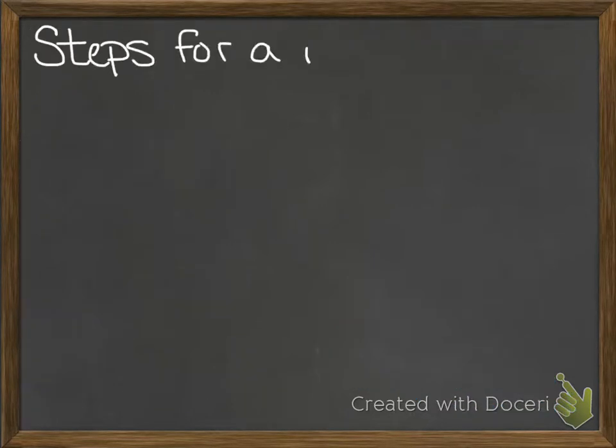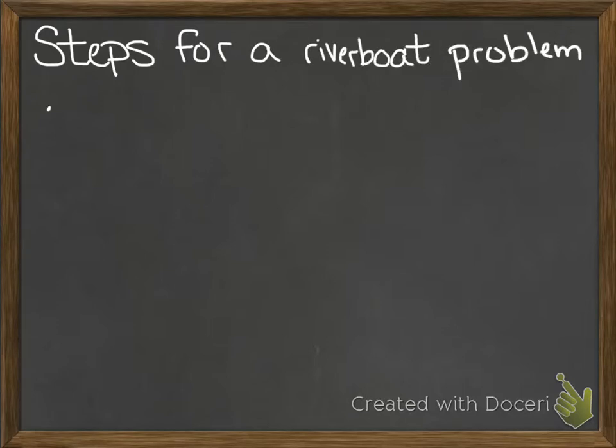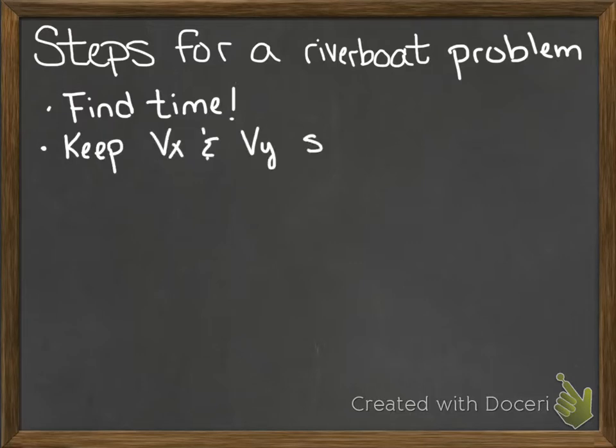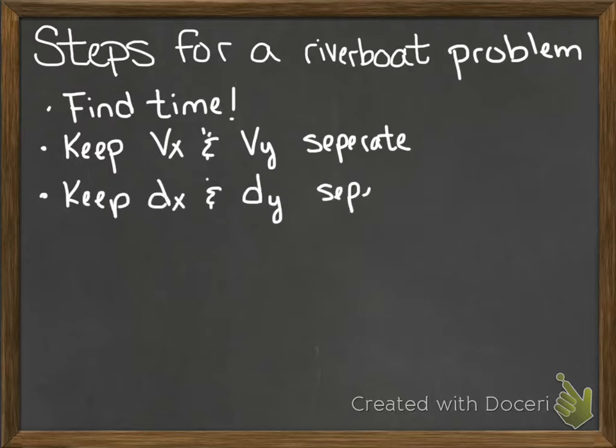So the steps for what we call a riverboat problem: the first thing that you need to do is find the time. So again, we're finding the time. Then after you find the time, you're going to keep your velocity for x and your velocity for y separate, and you're going to keep your distance for x and your distance for y separate. So basically, same thing, you're just keeping the x components in one set of equations and the y components in the other set of equations.